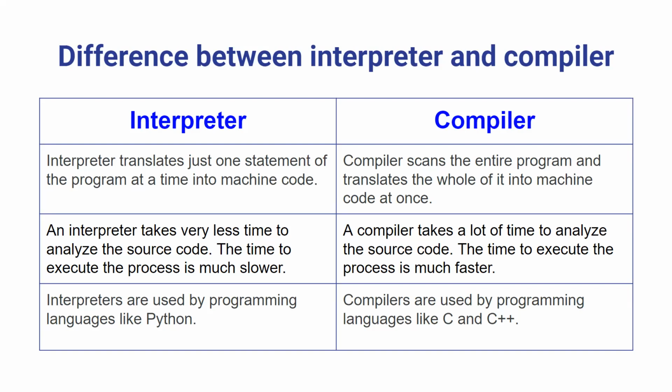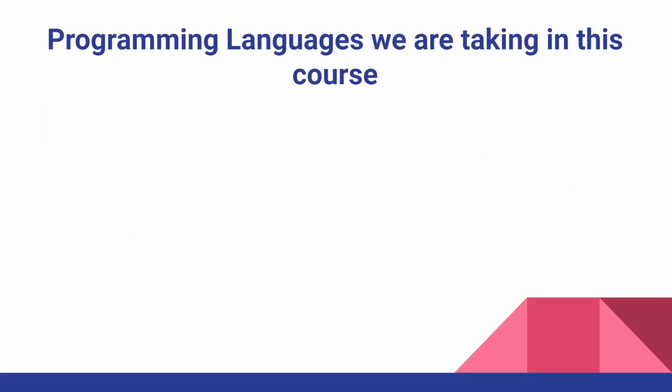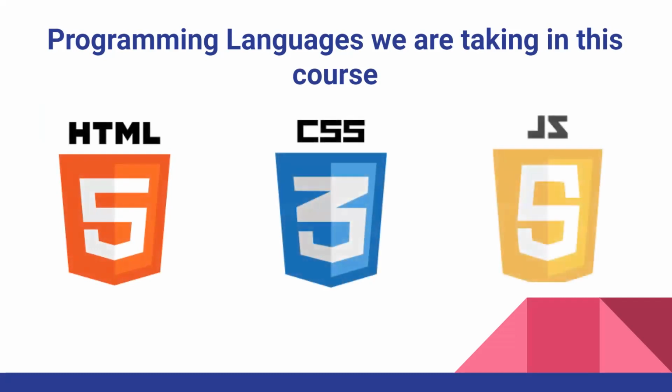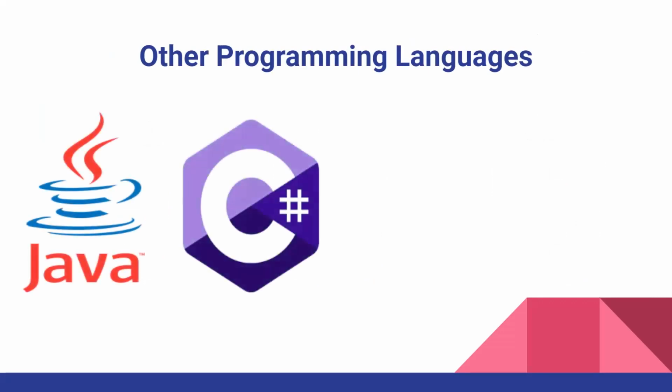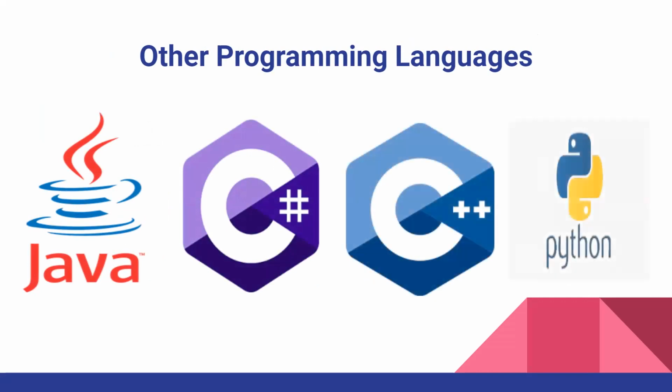An interpreter is used by programming languages like Python or Ruby, for example. Compilers are used by programming languages like C and C++. The programming languages we are taking in this course are HTML, CSS, and JavaScript. And these are the basic programming languages for building a website or a simple web page, for example. Other programming languages that exist in our world include Java, C#, C++, and Python.